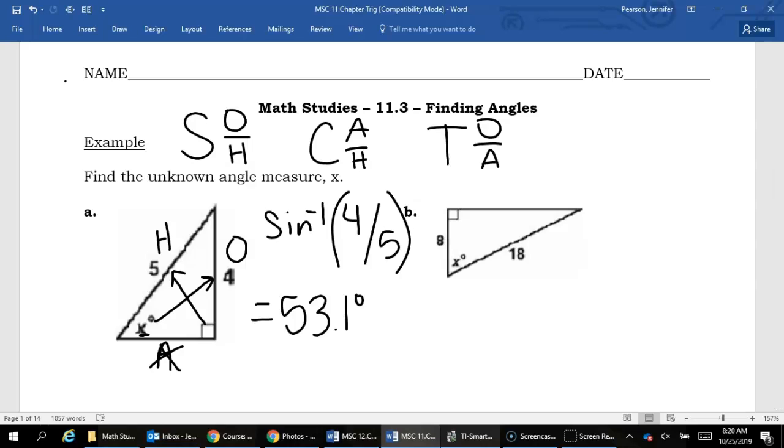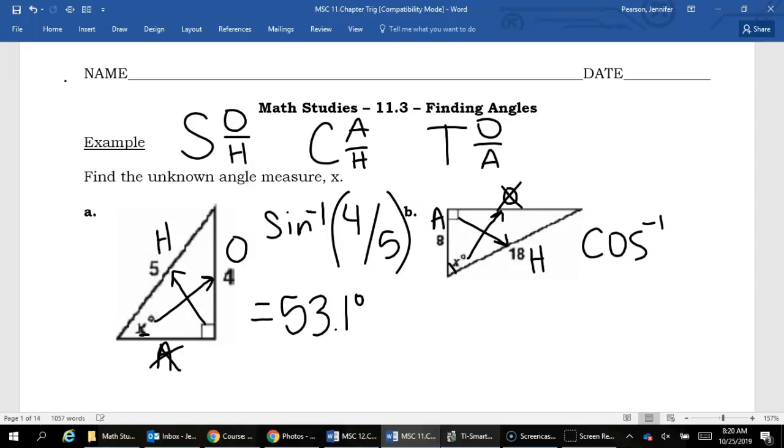That's it. Same deal. A, H, and O. I like H first. H is always across from the right angle. I like O next. O is farthest from the marked angle. The adjacent would be the closest one. H has a number, A has a number, O is blank. Based on having an A and an H left over, I have to choose cosine. I cannot write a sine or a tangent if I do not know the opposite.